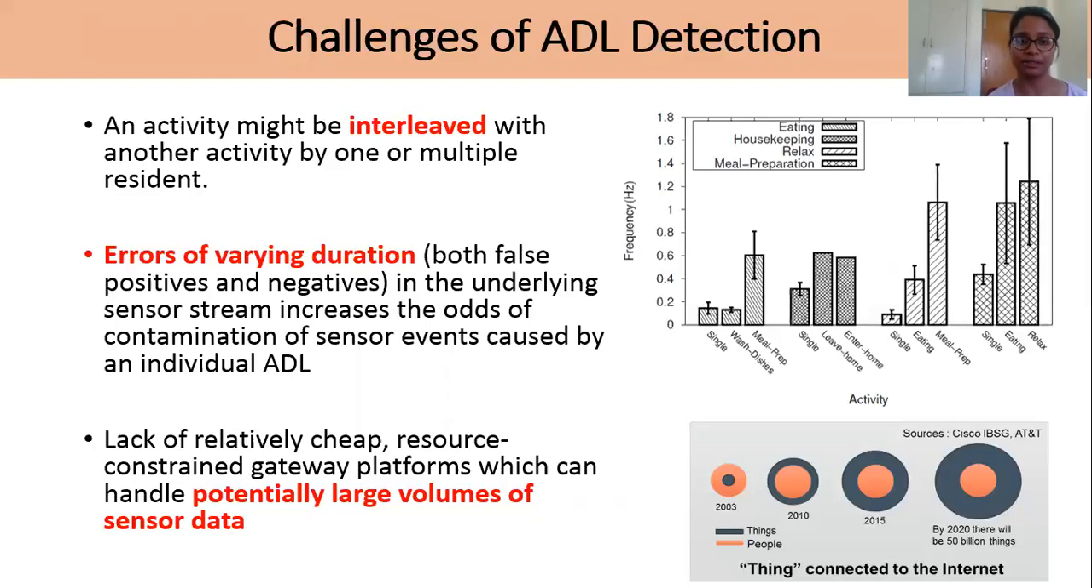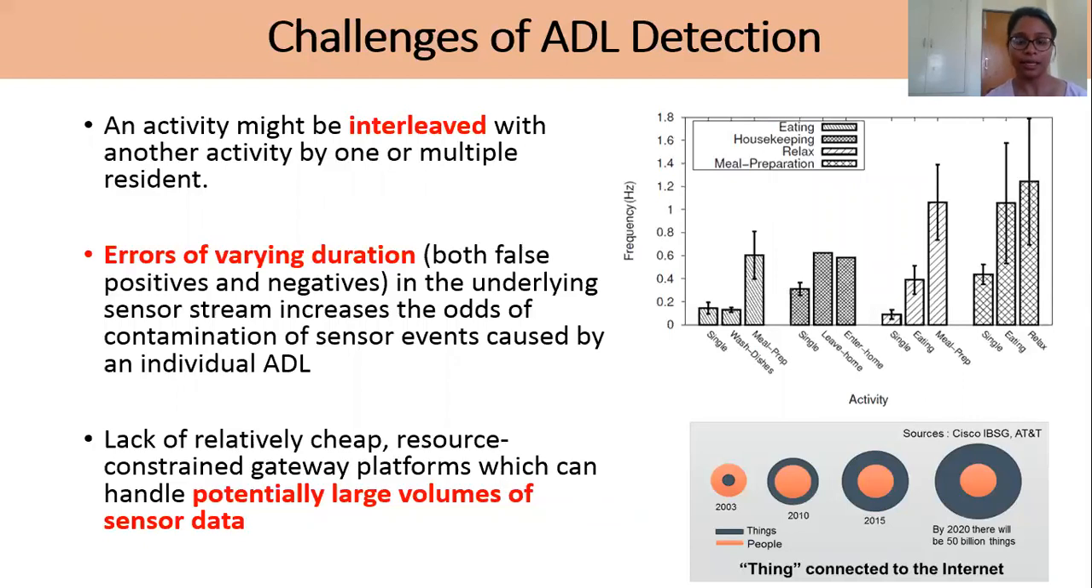The second problem is that there can be many errors in the sensor stream. There could be some permanent sensor faults or some missing alarm events, which will hamper the sensor stream, and in the end hamper the ADL detection algorithms. The last, and very important, challenge is that a huge amount of data is getting generated. So the ADL detection algorithm will have to be complex enough to handle this amount of data for both training and testing.